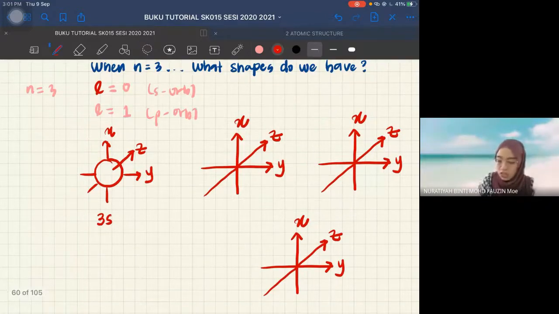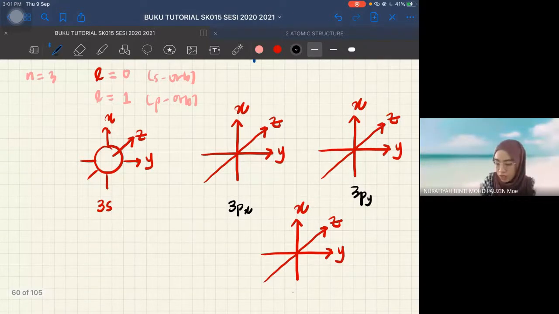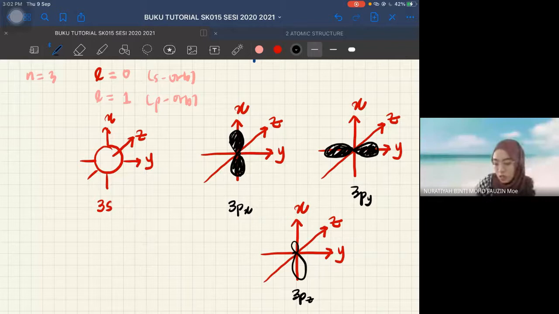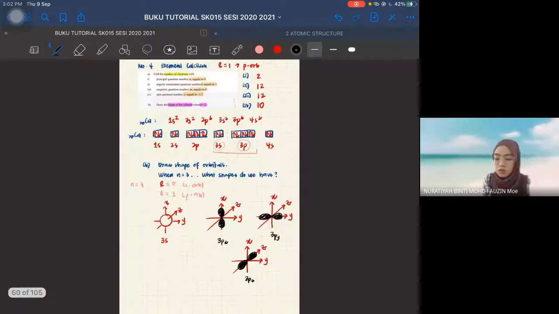Right, so then I am going to draw my p orbitals. Let's say this is 3px, 3py, and 3pz. So for 3px, l equals to 1 is a dumbbell shape. So just draw your dumbbell shape, then shade it in. So 3px, 3py. Draw them nicely. If it is like this, it is wrong. Make sure the size is the same. Alright, so that is how you draw your orbitals.